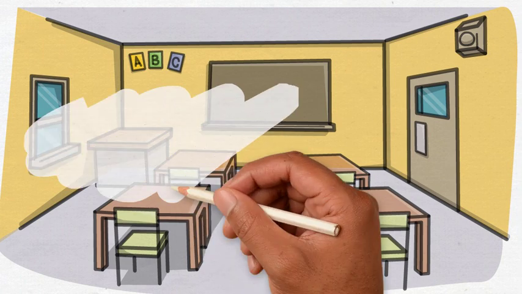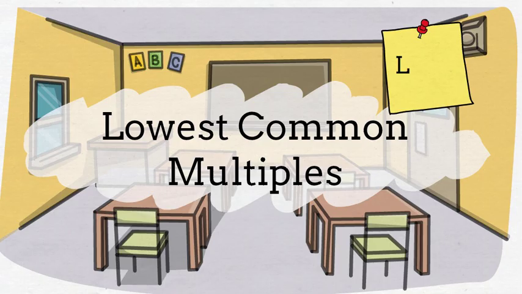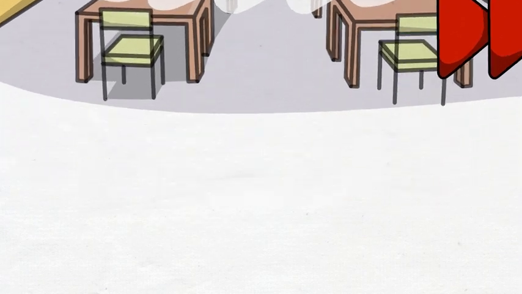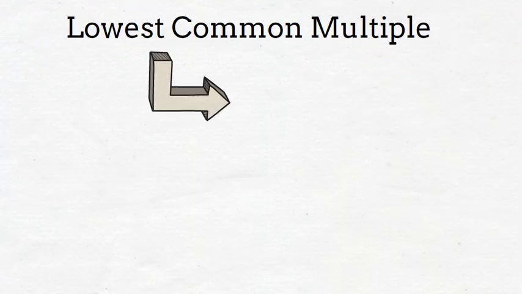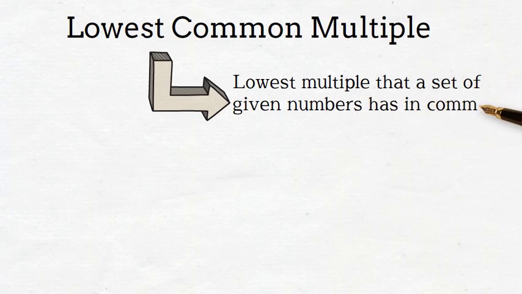In this video, we will be getting an understanding of lowest common multiples, which is shortened to LCM. So, let's get started. The lowest common multiple is the lowest or smallest multiple that a set of given numbers has in common.